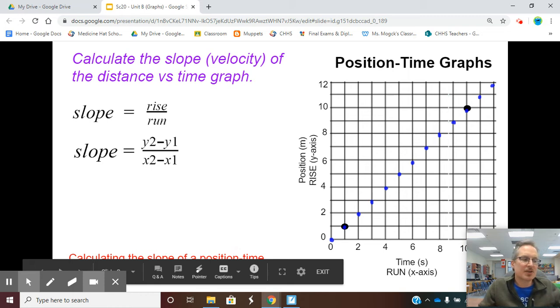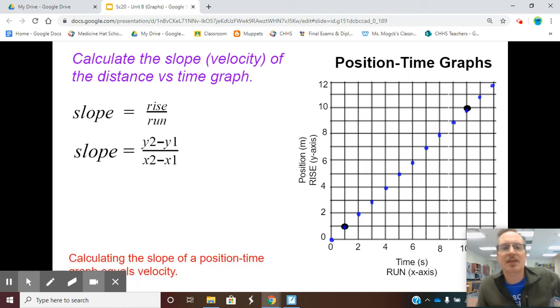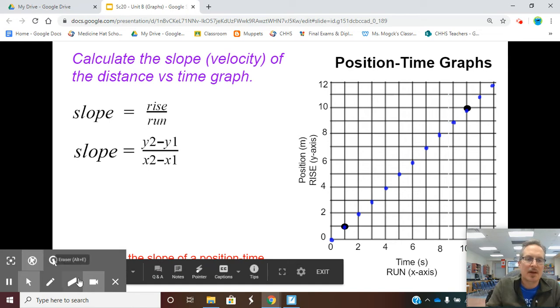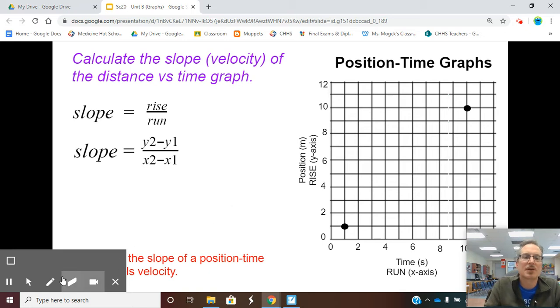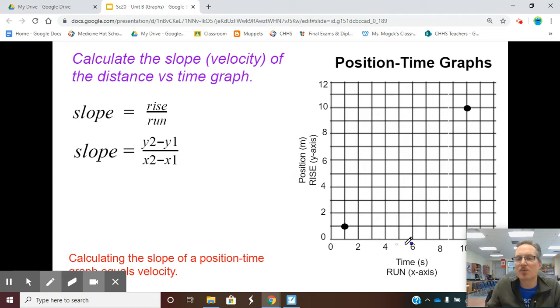The rule that we have to understand when doing this is that calculating the slope of a position time graph equals the velocity of that position time graph. So here we'll just clear this screen because that was a different example before. We are looking at rise on the y-axis over run on the x-axis. On a position time graph, slope is the same as velocity.